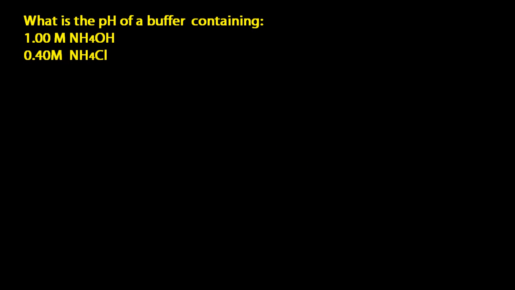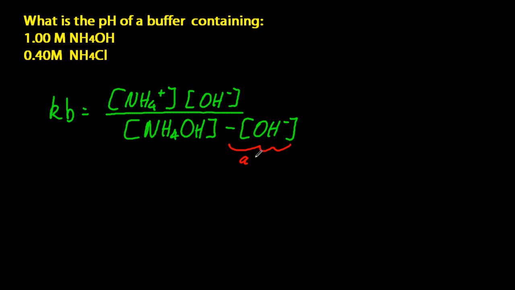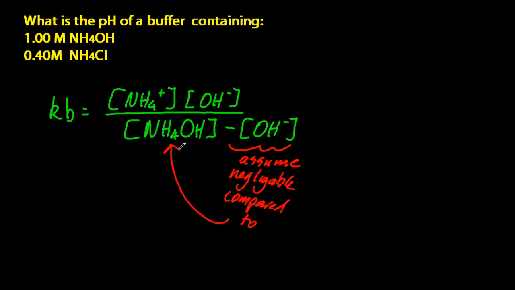Next question. So this one is about a basic buffer. So let's write out the Kb equation. And I'm going to assume the OH minus concentration is negligible compared to the ammonium hydroxide concentration, which means I'm going to ignore it by erasing it, just like this. Easy.